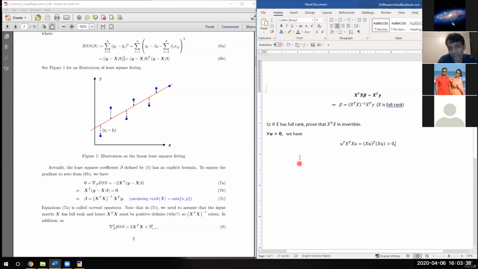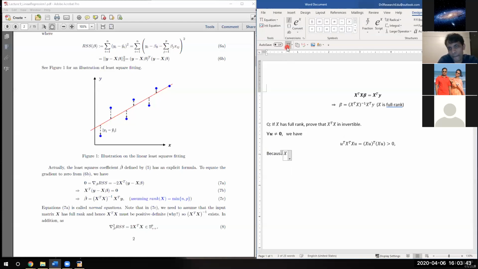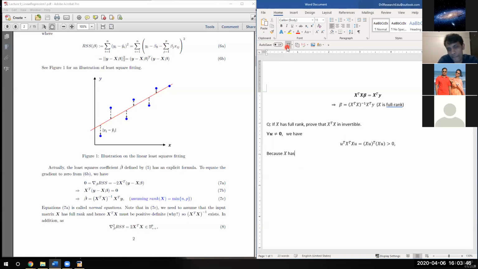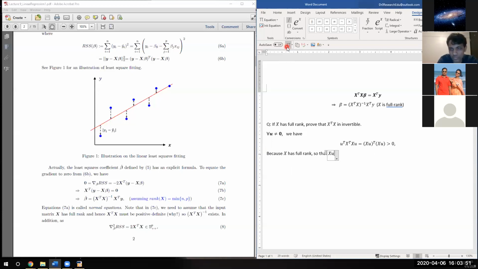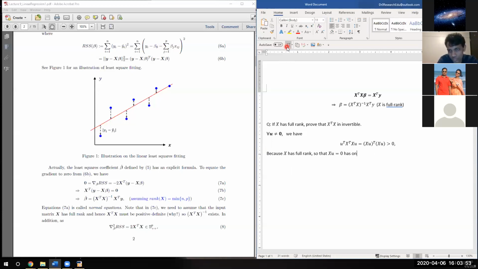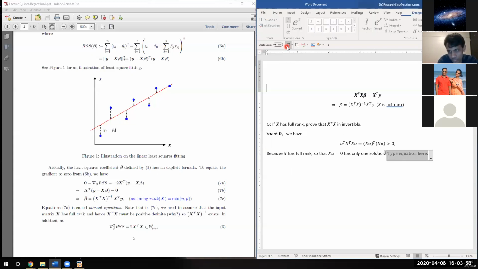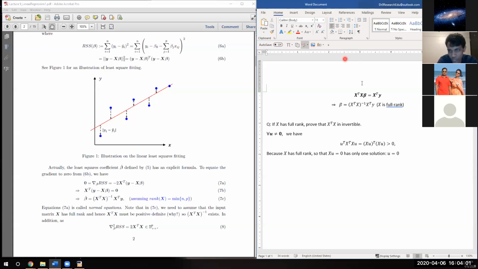So the reason is, because X is full rank, XU equal to 0 has only one solution, U equal to 0. And now U is not equal to 0, so XU must be greater than 0. Okay, clear? Or you can say the null space of X equals 0. That's it. The 0 vector is the only element in the null space of X.